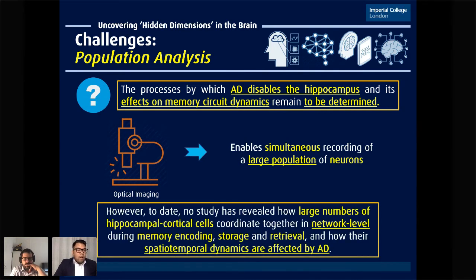However, until now, no study has investigated how a large population of hippocampal cortical cells coordinate together at the network level during memory encoding, storage, and retrieval, and how their spatial-temporal dynamics are affected by the disease.